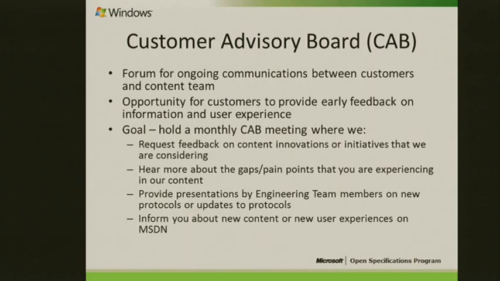Our goal around the CAB is to have a monthly meeting. It would be once a month. It's an online live meeting. It shouldn't take more than an hour of your time, and we would always publish the agenda or what the topic is ahead of time so that you could decide if you really wanted to participate in it or not.